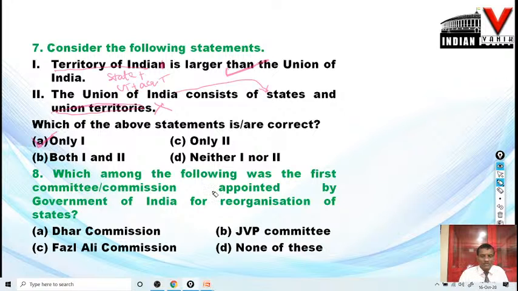Now, which of the following was the first committee or commission appointed by the Government of India for reorganization of states? SK Dhar Committee. SK Dhar and JVP. What is JVP? Jawaharlal Nehru, Vallabhbhai Patel and Pattabhi Sitaramayya. They are together known as the JVP Committee. And Fazal Ali Commission is also known as the State Reorganization Commission. So the answer is A. It is the first committee.